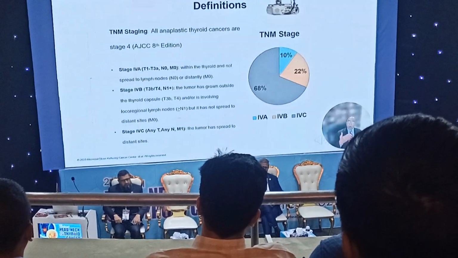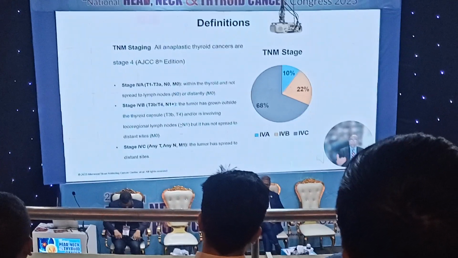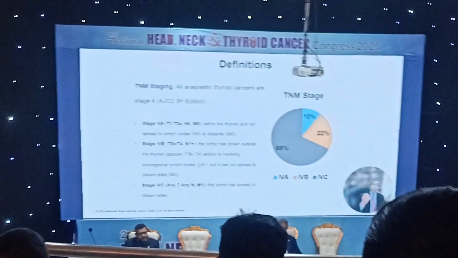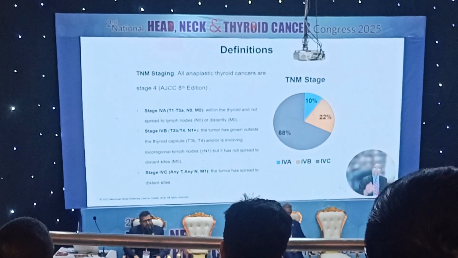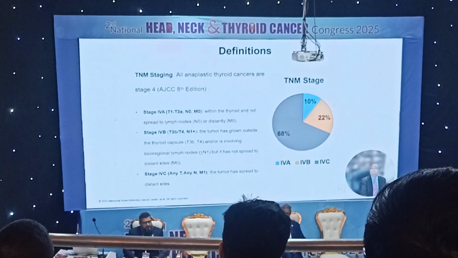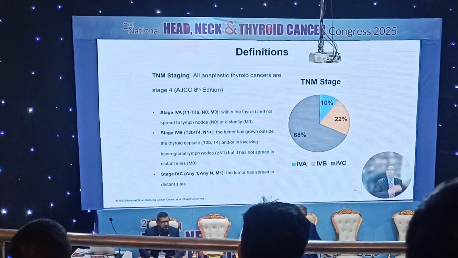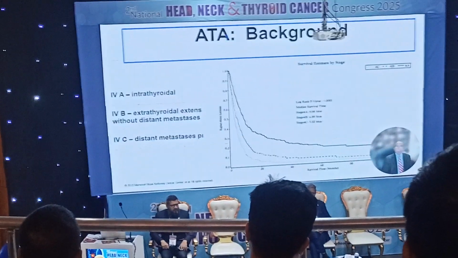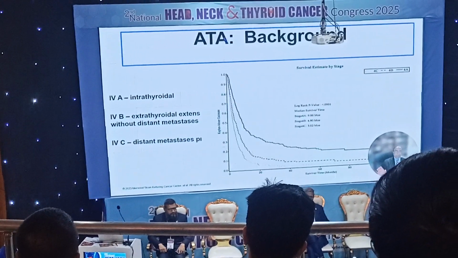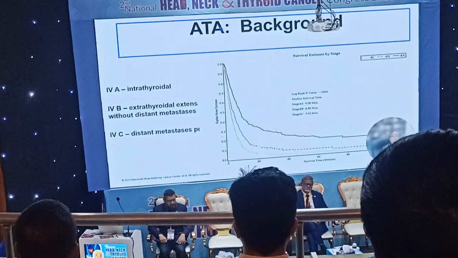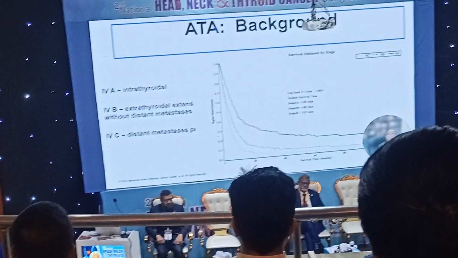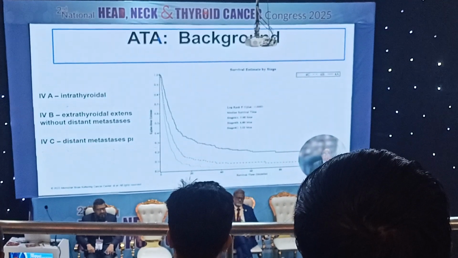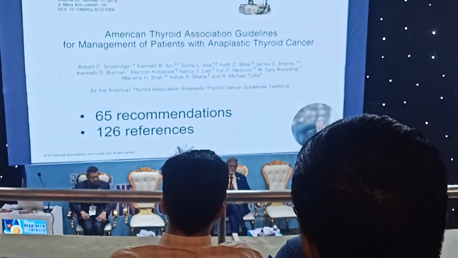Now, if you look at the definition of the anaplastic thyroid cancer and the TNM staging, as you know very well, all the anaplastic thyroid cancers are stage 4 tumors. Stage 4A, which is intrathyroidal anaplastic thyroid cancer, is quite rare. That happens only in 10% of the patients. The majority of them have distant metastasis, what we call stage 4C tumors. If you look at the survival, the overall survival is extremely low, but it is best in intrathyroidal tumors and worst in stage 4C tumors, those with distant metastasis.